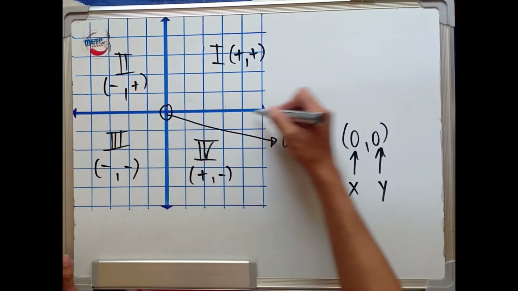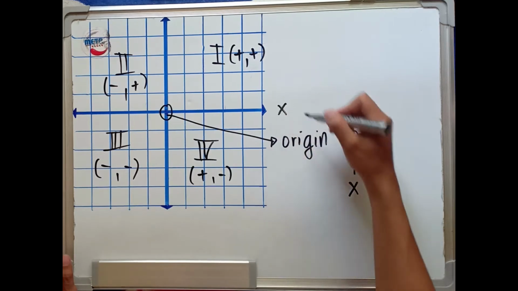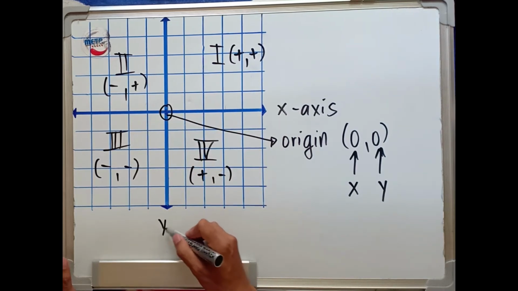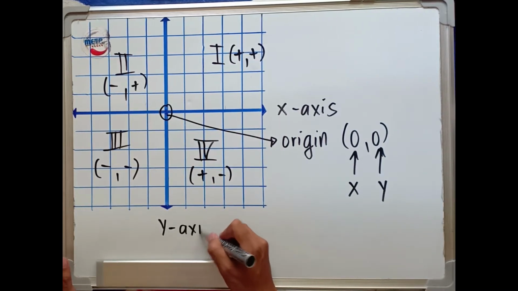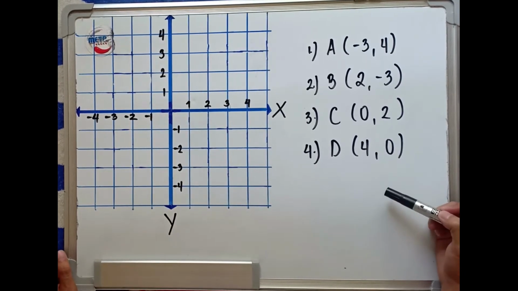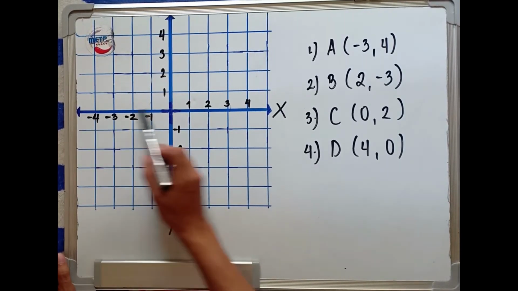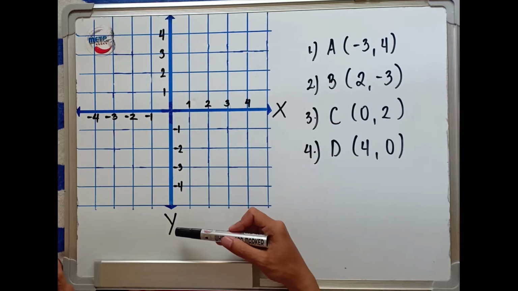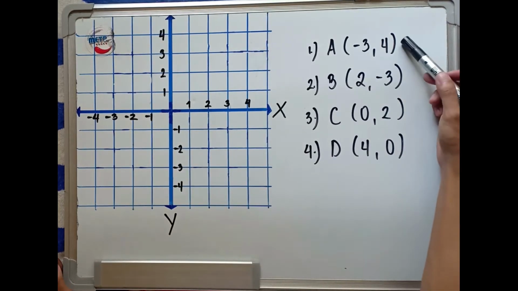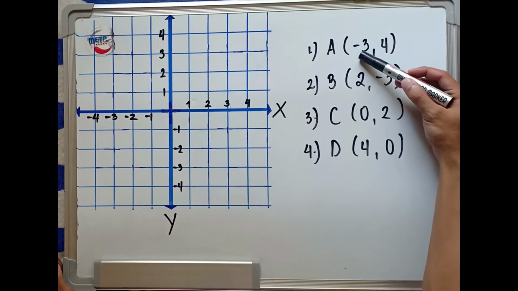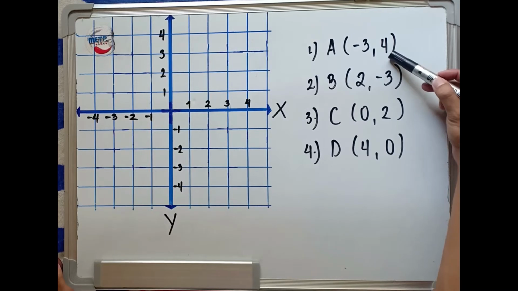This horizontal line is for the x-axis, and this vertical line is for your y-axis. Now, let us plot the following points. Take note, this horizontal line is your x-axis, and this vertical line is for y-axis. For every set of points, the first number is for x, and the second number is for y.